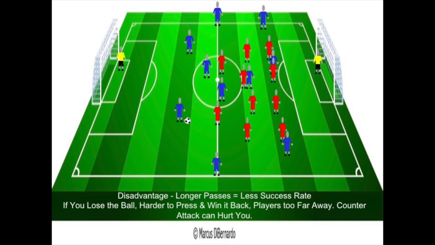The other disadvantage is when you do give away the ball, the ability of your team to press and win it back is not even close to as good as if the players were closer together. So these are some things we need to think about in our attacking organization and positioning.